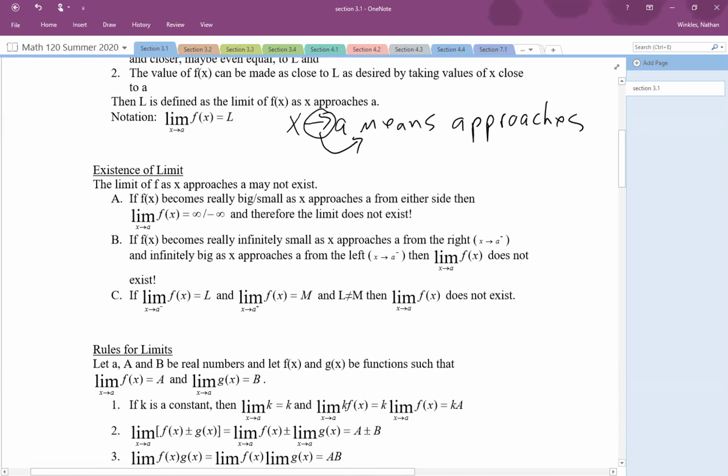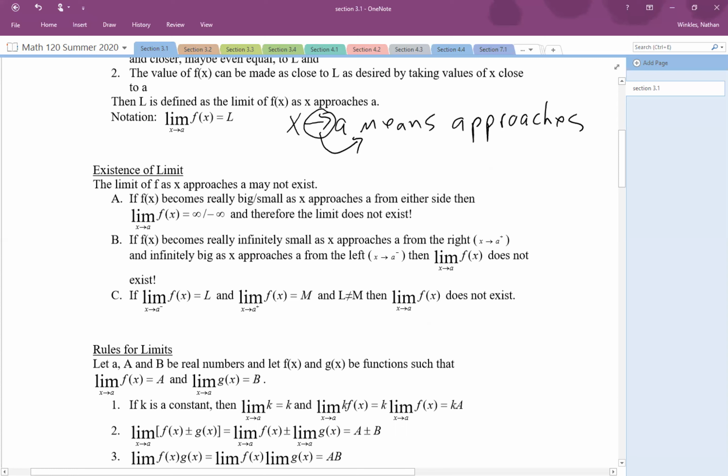So, the existence of a limit. The limit of f as x approaches a may not exist. So we have to have some conditions that are going to help us determine if the limit even exists. If f of x becomes really big or really small as x approaches a from either side, then we can say that the limit as x approaches a of f of x is equal to infinity or negative infinity, and therefore does not exist.